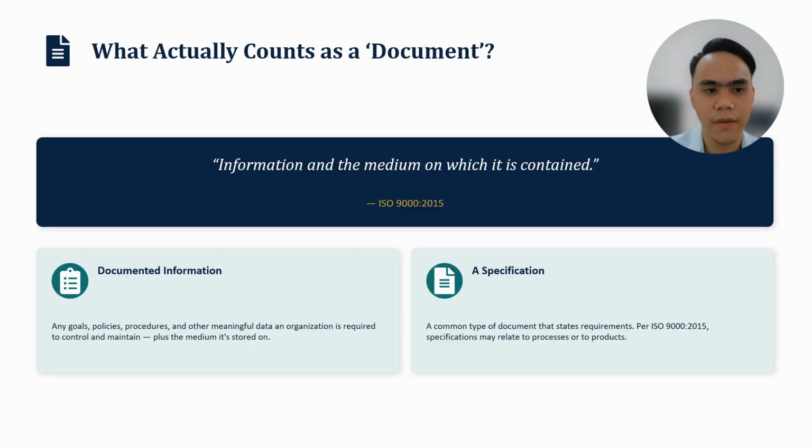A common type of document is a specification, which states the requirements. As discussed in ISO 9000:2015, specifications may be related to processes or to products. A process specification defines how something should be done, while a product specification defines what the finished thing needs to look like or perform like. So here's a practical point to remember.